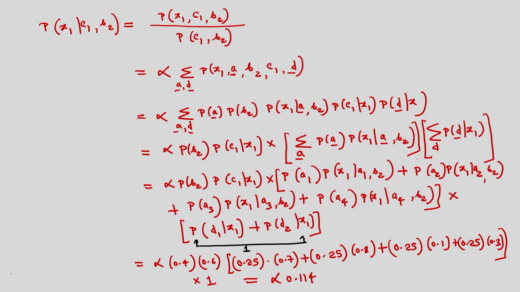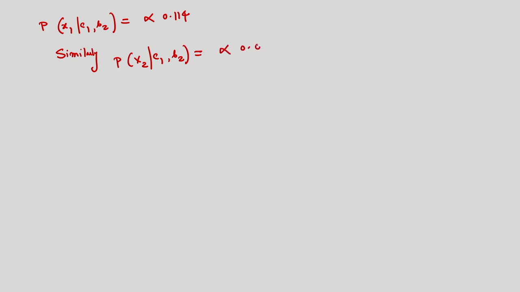So we can compute the probability of x1 given c1 comma b2. So move to the next slide. In this case, what we have determined, the probability of x1 given c1 b2 is equal to alpha 0.114. So alpha is the proportionality constant. Similarly, we can determine the probability of x2 given c1 b2, that is also equal to alpha 0.066. So you see we are determining these probabilities. The probability of x1 given c1 b2 already we have determined, and now we have determined the probability of x2 given c1 b2. Together they should be equal to 1.